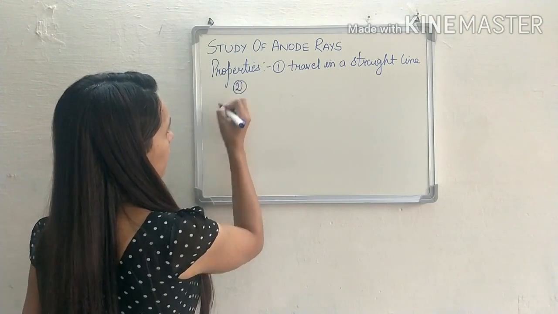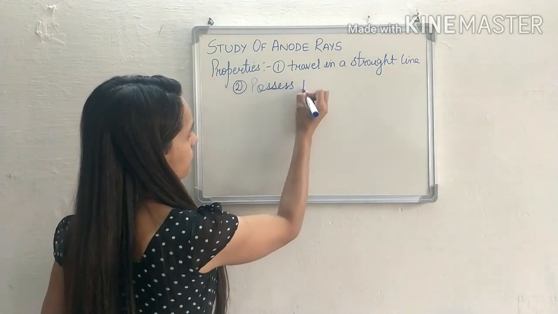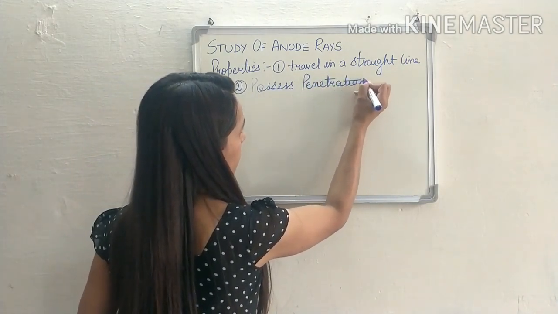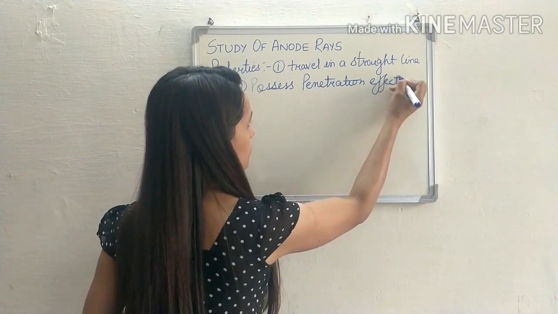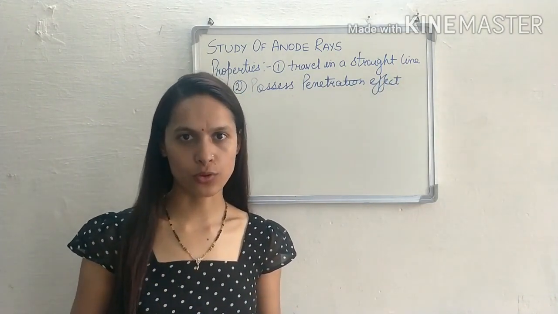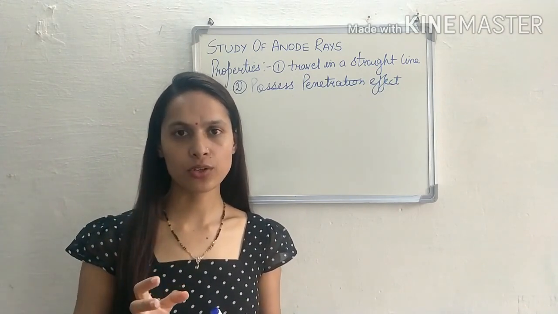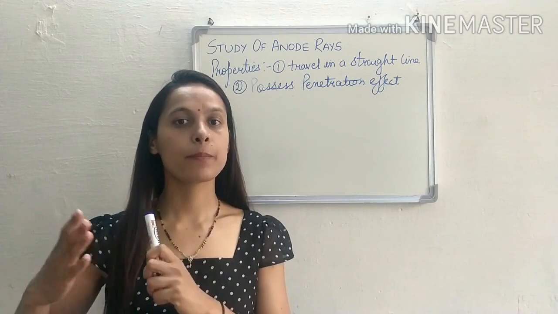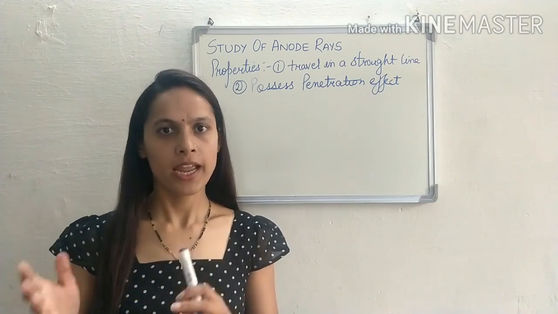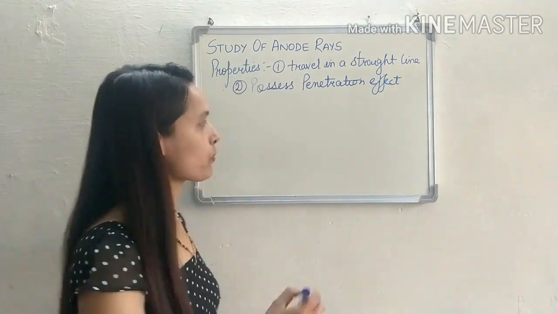Second, anode rays possess a penetration effect. Because anode rays show the green fluorescence color behind the wall of the cathode. It means they penetrate the cathode electrode, and then they make a fluorescent light behind the wall of the cathode. It means anode rays possess a penetration effect.